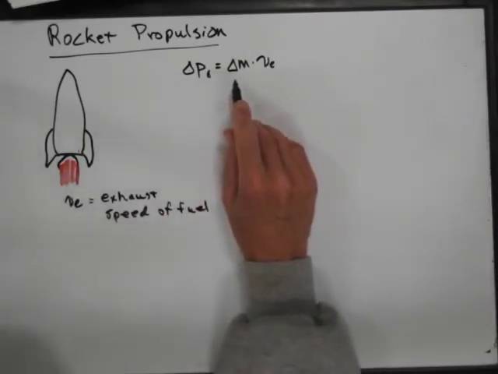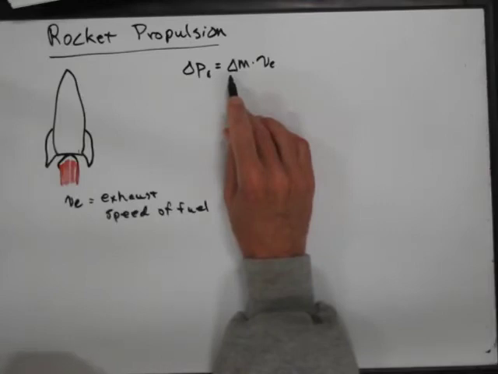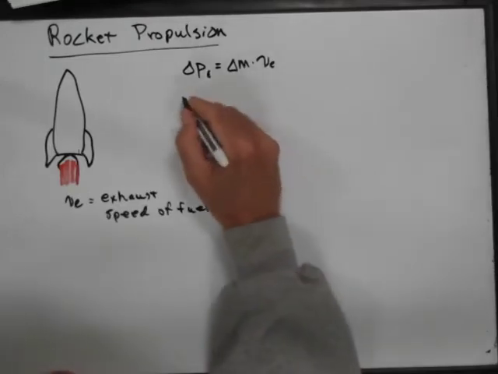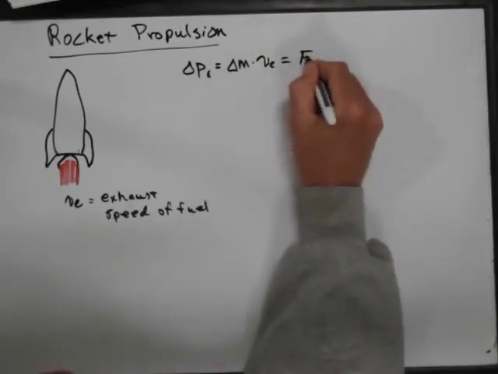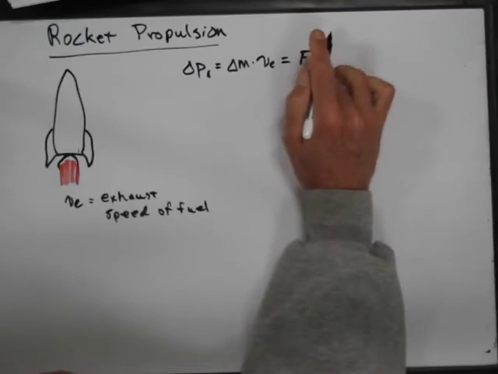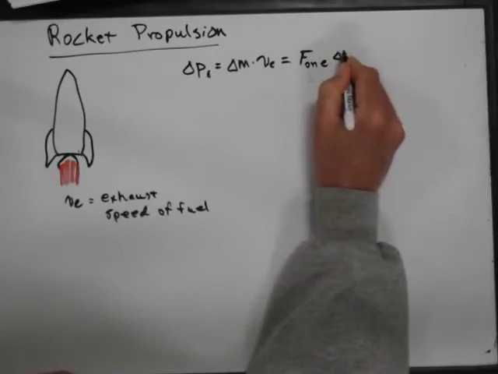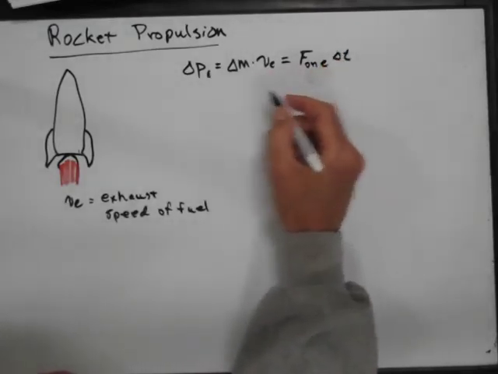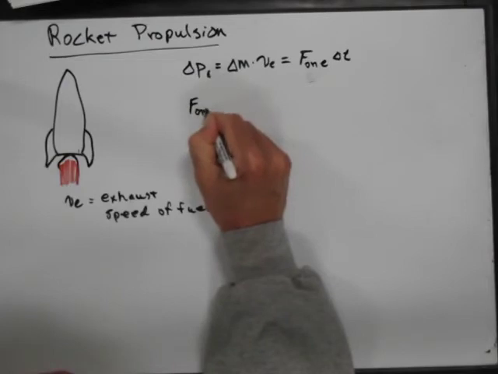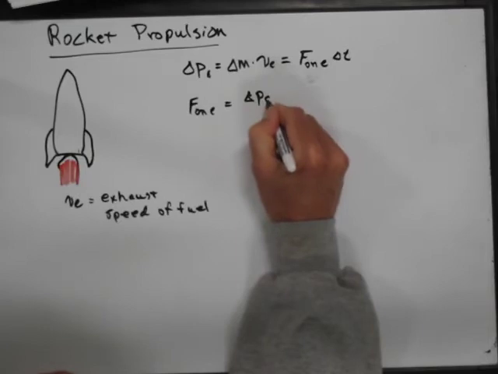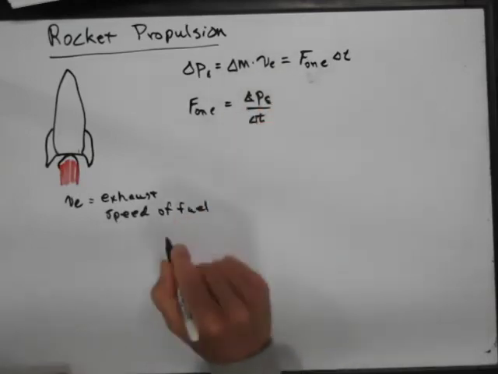I just, in 1 second, say I send out a delta m. The change in momentum went from 0 to whatever that mass of fuel is in that period of time times whatever the exhaust velocity is, right? And if you remember, that's equal to the force times the change in time, and so I'll call it the force on the exhaust times the change in time, right? But that means that the force on the exhaust is equal to the change in momentum of the exhaust over the change in time, right?